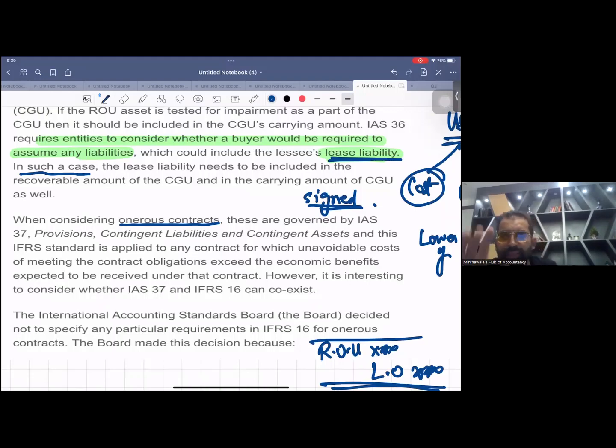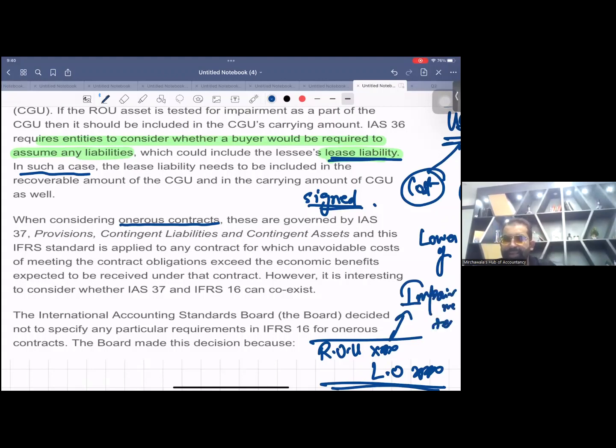So this is what is written here. Technically now you don't need onerous contract accounting. But yes, just think about the story: a new law has been passed about that machine, about the product, that now you can't sell that product. When the government has banned the product, obviously this machine is useless, and when the machine is useless, this is the hint of impairment. So now you have to do impairment testing for this ROU.